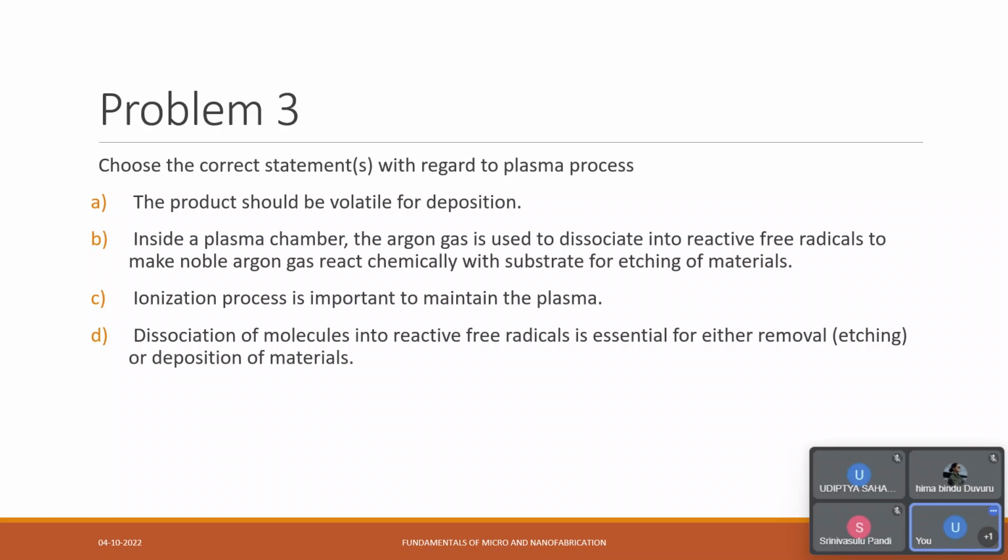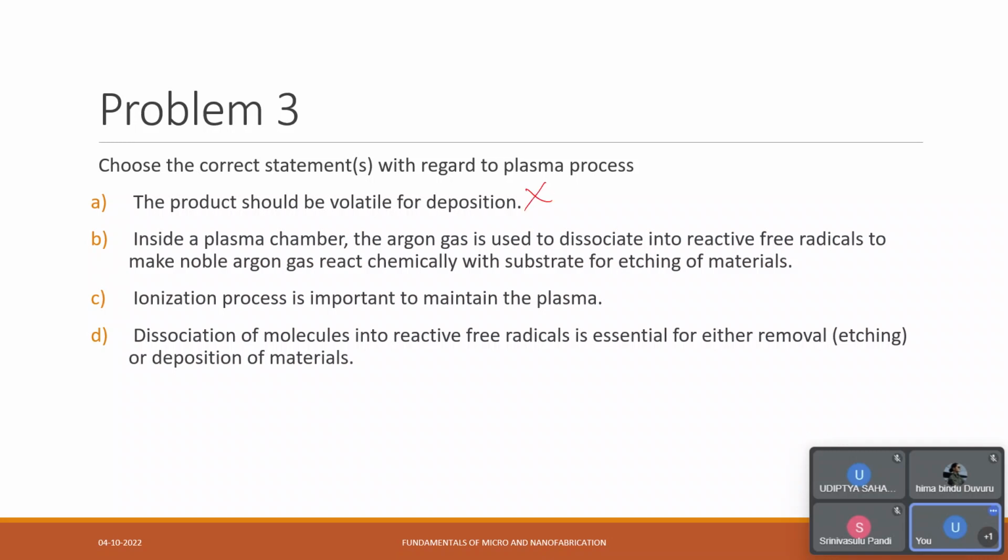Okay. So the first option is essentially wrong because the product should be volatile for deposition. Essentially, we are talking about a plasma process. The product that needs to be deposited should not be volatile, and should be there in the place where we want it to be deposited. If this statement was for etching, it would be correct, but here in this case it is wrong.